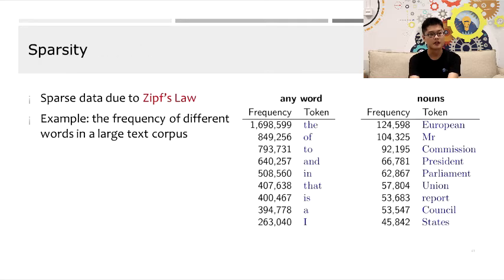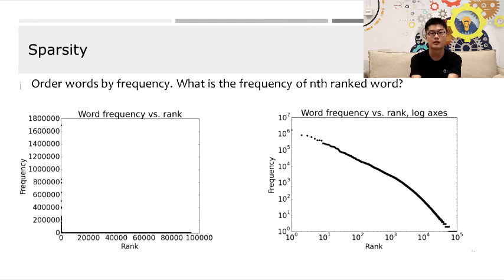Sparsity. English is a typical kind of sparse language due to Zipf's law. For example, the frequencies of different words in a large text corpus are very different. If we order the words by their frequency, we will get such a graph.